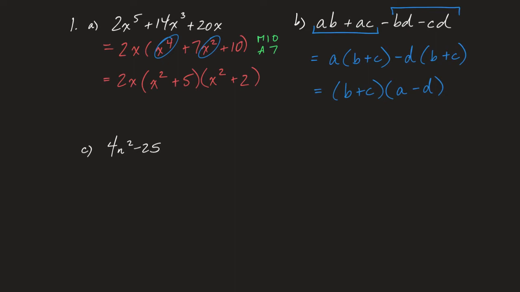So hopefully B was pretty straightforward. That's kind of a standard factoring a four-term expression. You come in on C, and C should have been the easiest one of those three.